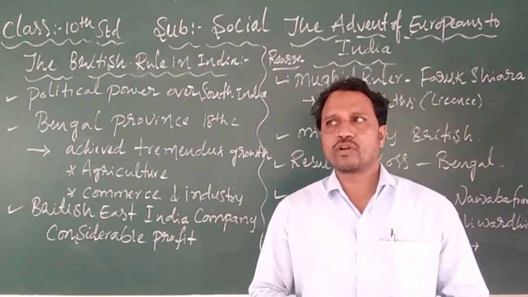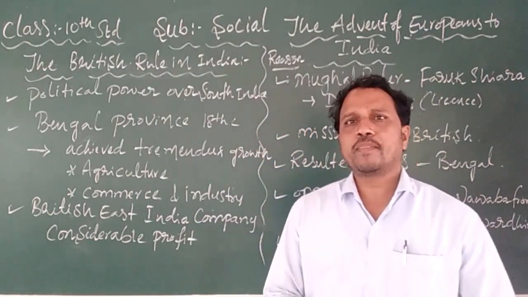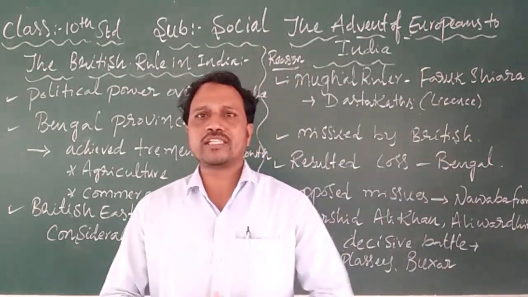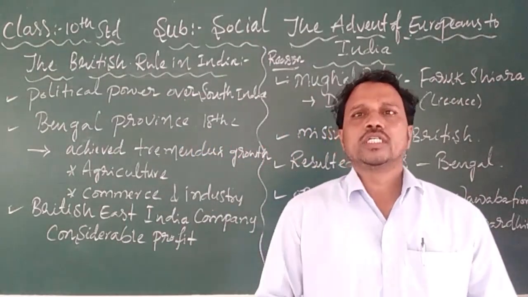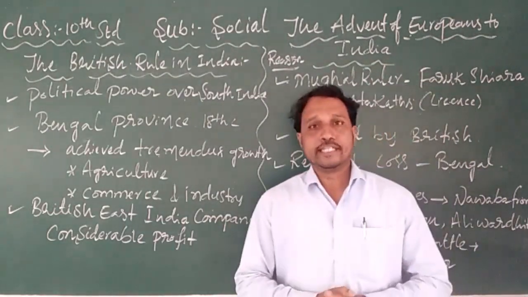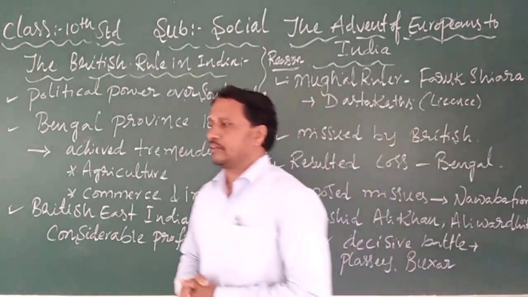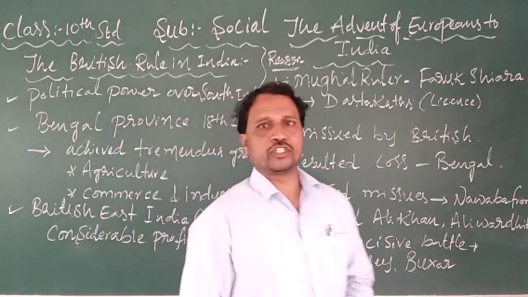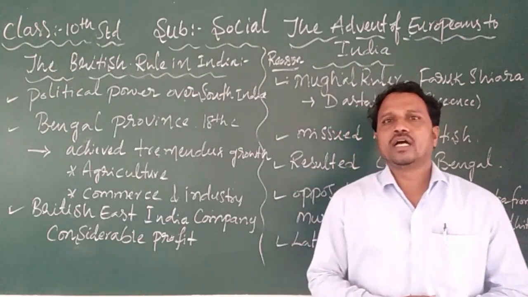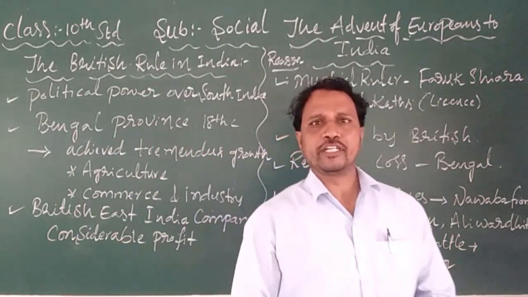So before continuing class, let's recall what we have learned in the previous class. As you know, students, in the previous class we studied how the British and French struggled to establish supremacy and power in India. There were decisive battles, and finally the third decisive battle between the French and British. According to that, the First Carnatic War, Second Carnatic War and Third Carnatic War were fought by the French East India Company and the British East India Company.